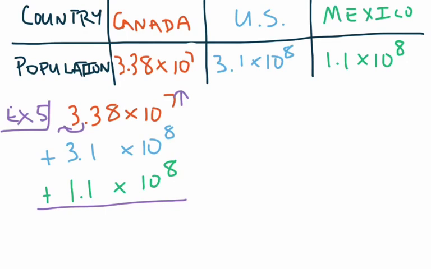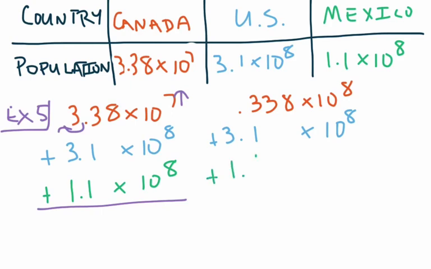So I'm going to rewrite it. Yes, I'm going to rewrite the entire thing, and you are too. I'm going to rewrite it to 0.338 times 10 to the 8th plus 3.1 times 10 to the 8th plus 1.1 times 10 to the 8th.